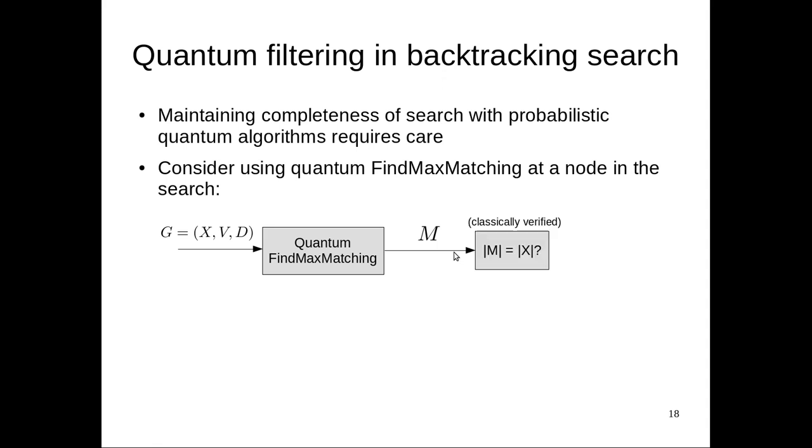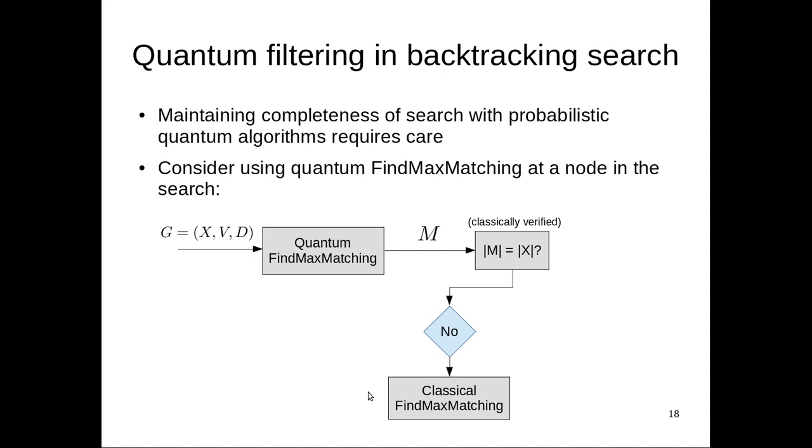What we're going to do is classically check whether the matching is a valid matching, and then ask whether the cardinality of that matching is equal to the number of variables in the problem. In the case that it isn't, we're going to have to verify this result by running classical find-max matching. This is because the quantum algorithm may have told us that the maximum cardinality matching was less than the number of variables. However, this could have been due to error. So we're going to need to validate the result with classical find-max matching.